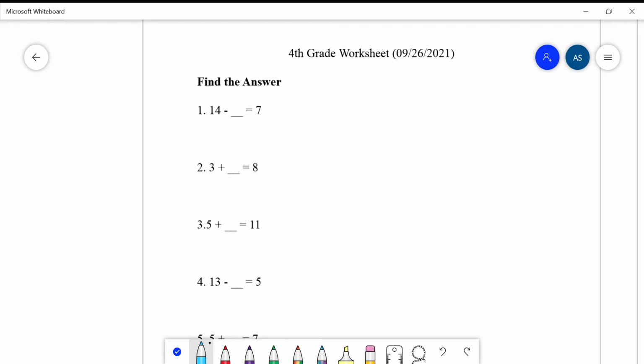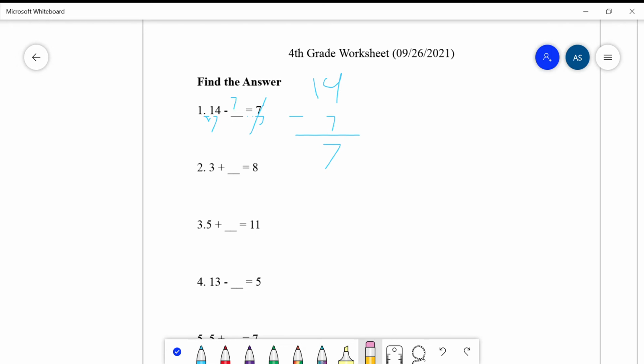First, for number 1, we're going to have to find what number minus 14 is equal to 7. To do that, we're going to subtract 7 on this side and this side, because the number that we get is the number that goes in here. So if we subtract 7 from 14, we are going to get 7. And so the number 7 goes in here.